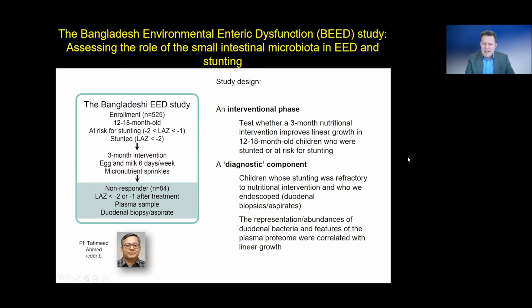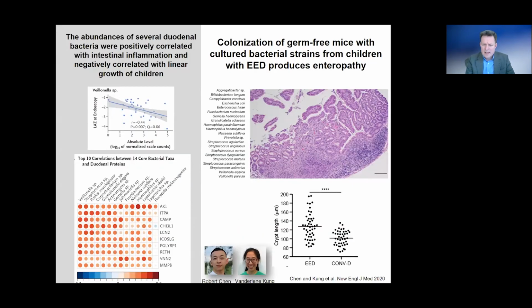The Bangladesh EED study, BEAD, was designed to identify biomarkers of this condition and assess the relationship between the small intestinal microbiota and stunting in 12 to 18-month-old undernourished children. In this study, children whose stunting was refractory to a nutritional intervention were eligible for endoscopy with collection of duodenal biopsies and aspirates. Using culture-independent methods and aptamer-based proteomics, we found that the abundances of several duodenal bacteria from children with EED were positively correlated with biomarkers of intestinal inflammation and negatively correlated with linear growth.